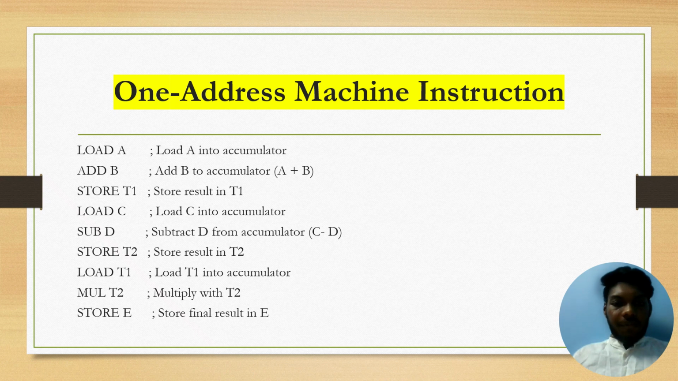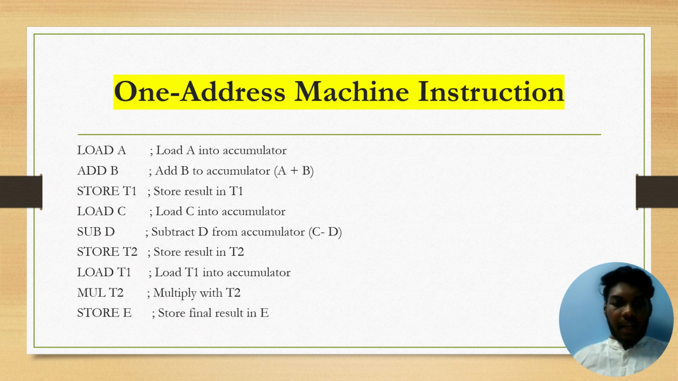Load A. First, we load the value of A into the accumulator. This is the starting point of our computation. Next is add B. We add B to the accumulator, efficiently performing A plus B. The accumulator now holds this result. Next will be store T1. We store the intermediate result A plus B into a temporary register T1 for future use.